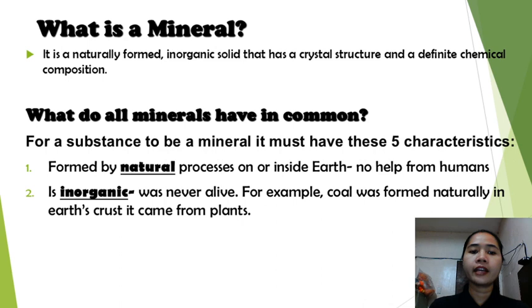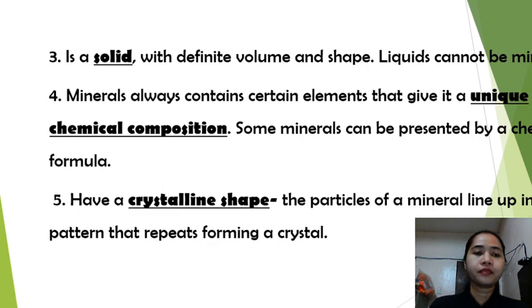First, formed by natural processes on or inside the earth, with no help from humans. Next, it is inorganic, or was never alive. For example, coal was formed naturally in the earth's crust, but it came from plants. The third characteristic of minerals is that they are solid with definite volume and shape. Fourth, minerals always contain certain elements that give them a unique chemical composition. Some minerals can be represented by a chemical formula or chemical equation.